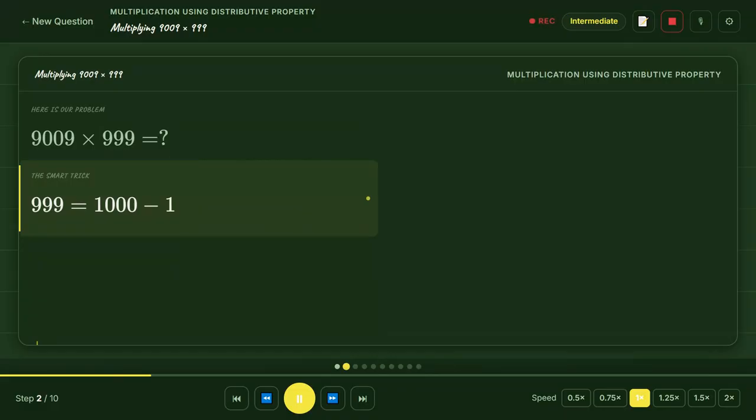Here is the trick. Look at 999 closely. It is just 1000 take away 1. And times by 1000 is super easy, we just add 3 zeros. So let's use this idea.